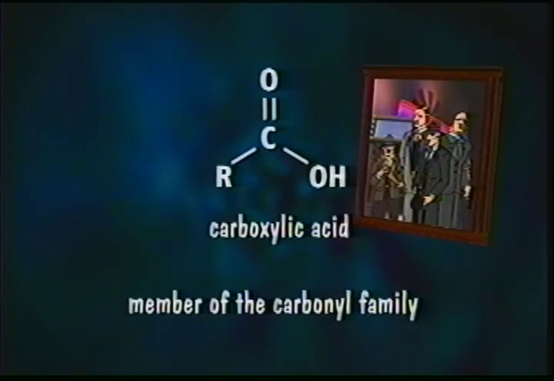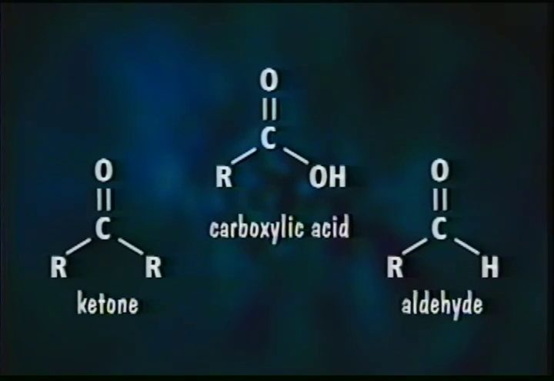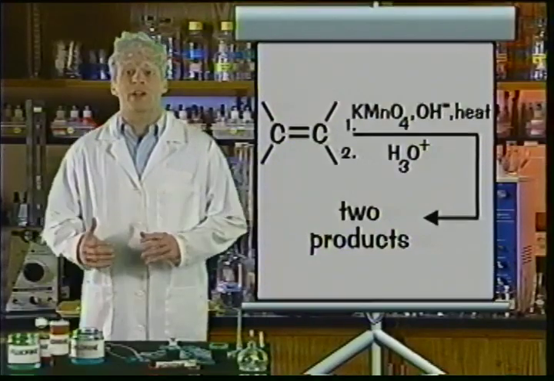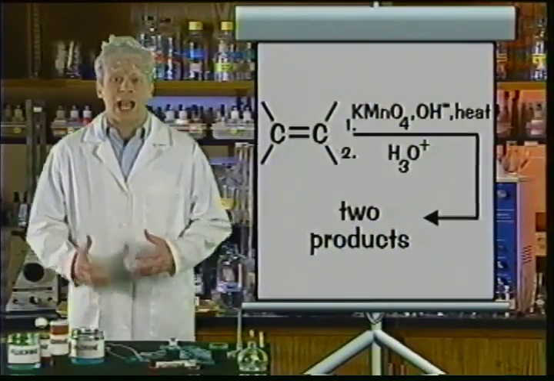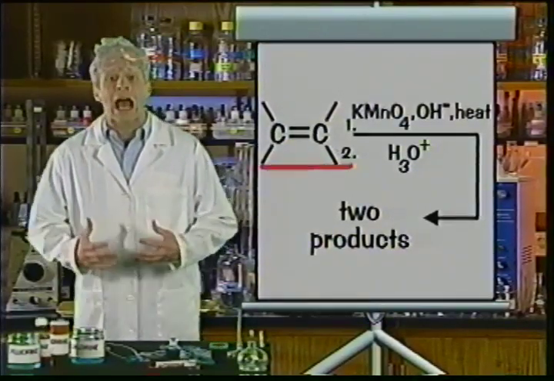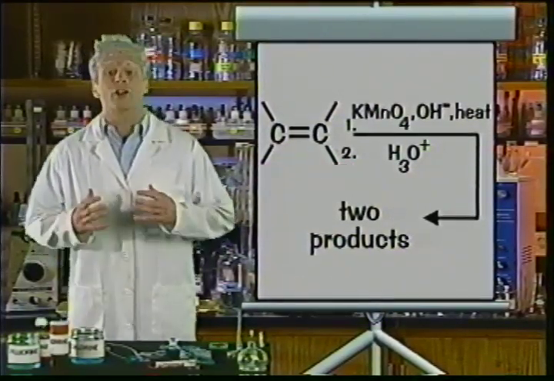So, just like we saw with ketones and aldehydes, we know that carboxylic acids contain a carbon-oxygen double bond. But a carboxylic acid is different from a ketone or an aldehyde because one of the bonds of the carbonyl carbon is to a hydroxyl group. The two products that form as a result of this oxidative cleavage reaction with hot potassium permanganate depend on the reactant alkene. Here's how the products are determined.